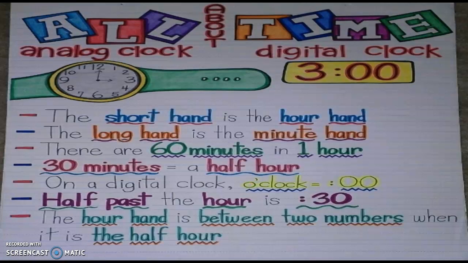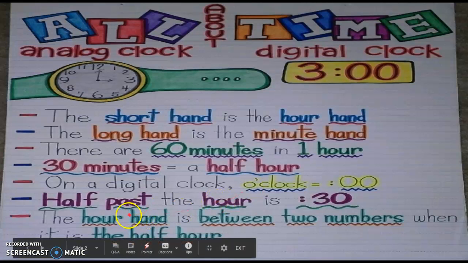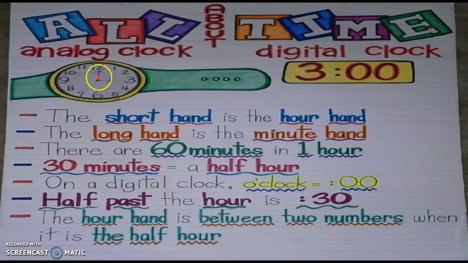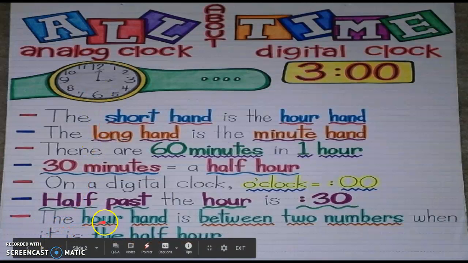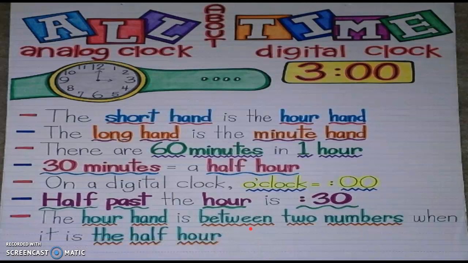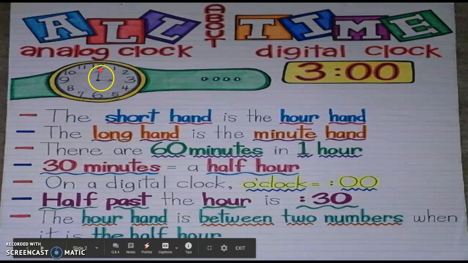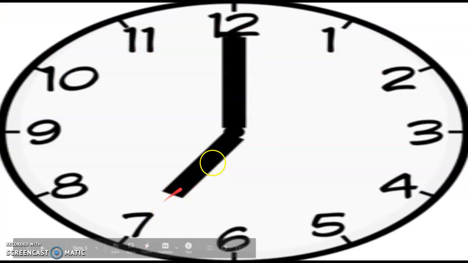Okay, now on a digital clock, we say o'clock when we see colon 00. Colon 00 is on a digital clock. Half past the hour, we're going to write it using a 3 and a 0, the number 30 afterwards. So this time up here is 3 o'clock because the minute hand is not on the 6. Very good. When the hour hand is between two numbers, it is the half hour. So the shorthand is on the 3, the long hand, the minute hand is on the 12, so that's not half past.